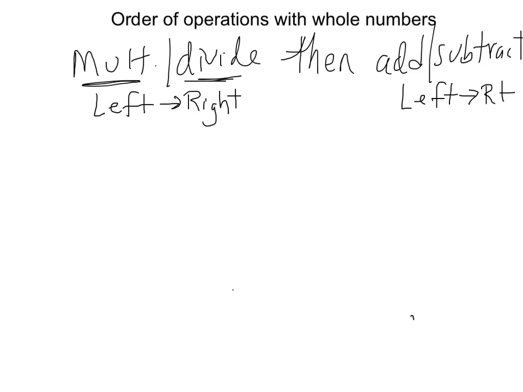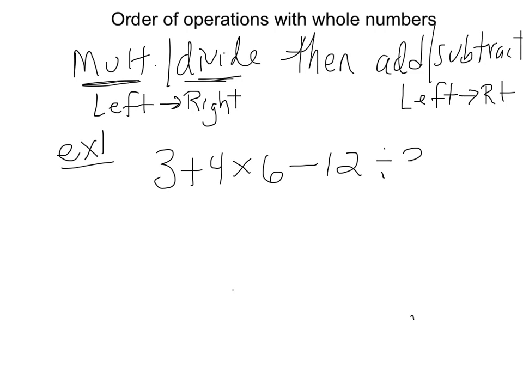Okay, so let's just start with an example. Let's do our first example: 3 plus 4 times 6 minus 12 divided by 3. I'm going to assume in this instance, or actually all of these instances, that you do not have access to a calculator, and also that you know your times tables, division tables, addition tables, and subtraction tables. If not, I would suggest practicing those.